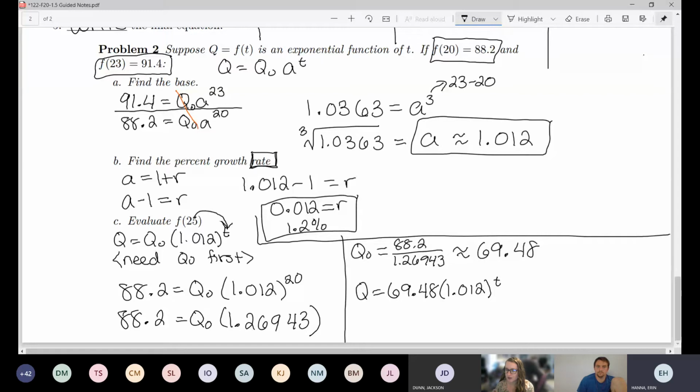And now I can actually do what it wanted me to of plugging in 25, which was the actual point of this part of the question. So if we plug in 25 here, that essentially just becomes a plug that into your calculator. We're going to get approximately 93.62.